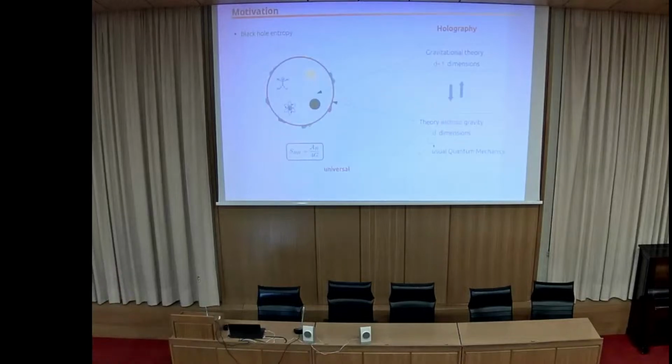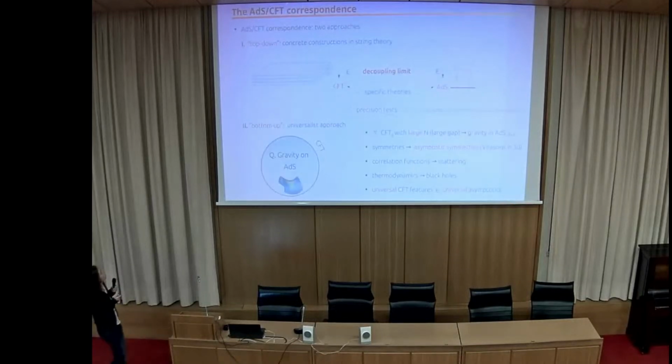Okay, so the general motivation starts with the beautiful universal formula for black hole entropy, which strongly suggests that gravity is holographic, by which I mean it can be rewritten as a non-gravitational theory in one dimension less. And of course, we have this very beautiful and really precise realization of the holographic idea in the AdS/CFT correspondence. There are really two approaches.